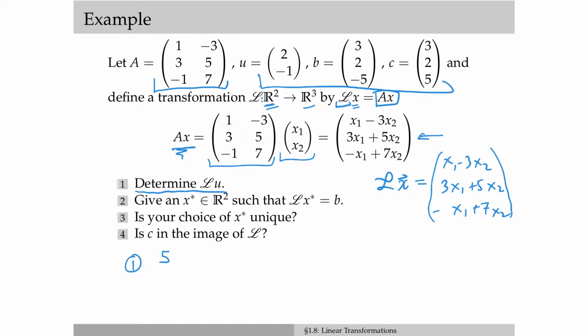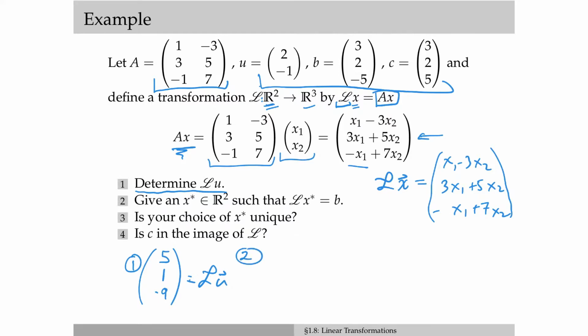Next up, 3 times 2 is 6, and 6 minus 5 is 1. And then negative 2 and 1, or negative 1, plugged into there. Negative 2 minus 7 is negative 9. So that right there is L applied to the vector U.